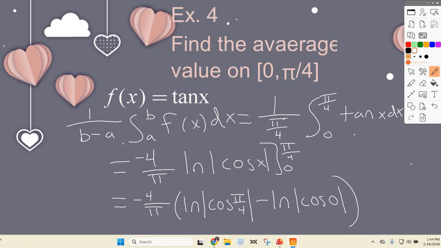Now, if you happen to remember, cosine of pi over 4 is square root of 2 over 2, and cosine of 0 is 1. So we get the natural log of square root of 2 over 2 minus the natural log of 1. Well, the natural log of 1 is 0. So we just get the natural log of the square root of 2 over 2. However, that's still not a super pretty answer, so it didn't help us all that much to evaluate them, so it's okay to just leave them like that.